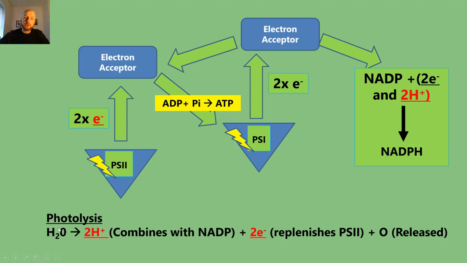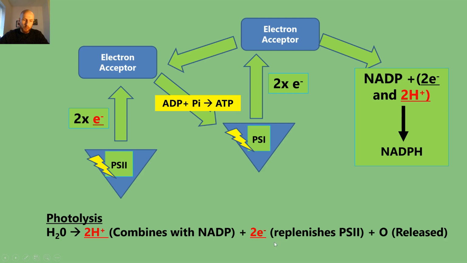Now, in the background, we also have photolysis, meaning to split water using light, because photo means light. So we have water, which is H2O, breaking down into 2 hydrogen ions, which means they've lost an electron to become positively charged. Now, those hydrogen ions, they're going to combine with the NADP, and I've highlighted that in red here. So you can see we've got NADP plus 2 electrons and 2 hydrogen ions, and that forms NADPH, which is going to be really important for the light-independent stage later on.